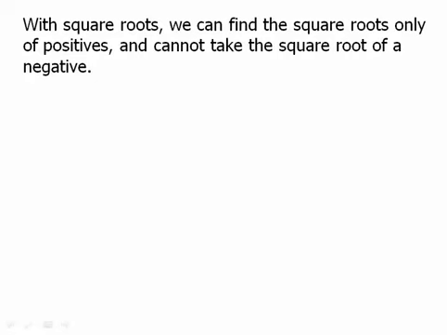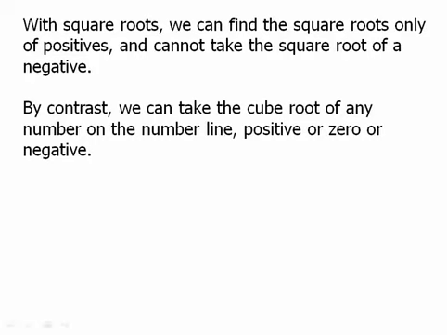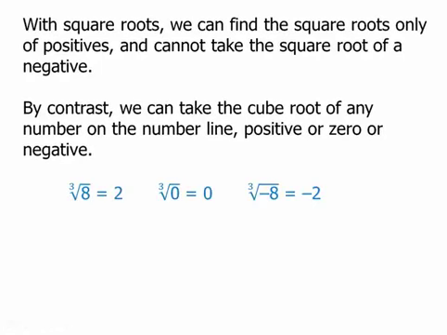But the rules are very different for cube roots. We can take the cube root of any number on the number line: positive, 0, or negative. So every single number on the negative line, we can raise it to the third power, and we can find the cube root of it. So for example, the cube root of 8 is 2, the cube root of 0 is 0, and the cube root of negative 8 is negative 2. So unlike the square root, the cube root can have a negative output. When we put in a negative, we get out a negative.